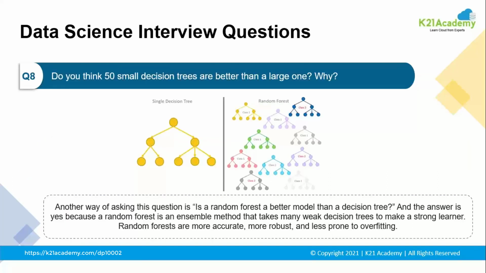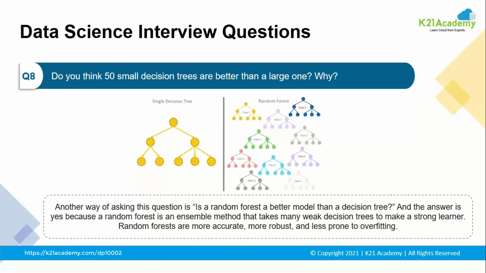So, do you think 50 small decision trees are better than one large decision tree, and why? Okay, this is a classic example of an ensemble technique. If you know ensemble techniques, they are basically multiple machine learning algorithms. You use them to get their outputs, and then you combine them to give out one generic output.